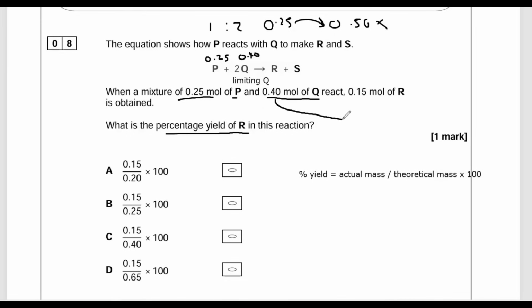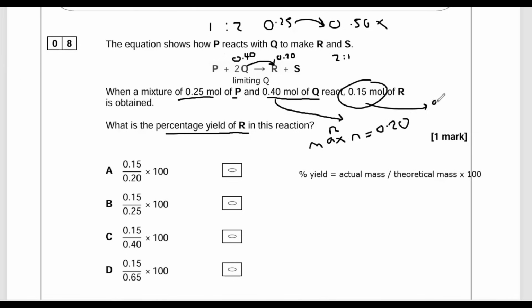So as it's in a 2-to-1 relationship with R, and I have 0.4 of Q, that means the maximum amount of R I can make is 0.20 moles. Because it's a 2-to-1 relationship, the max moles is 0.2. The actual moles was 0.15. So I want to do 0.15 divided by 0.2 times 100. That gives me my percentage yield. No, it's not D. It's going to be A, because it's 0.15 over 0.2. There we go. Boom!